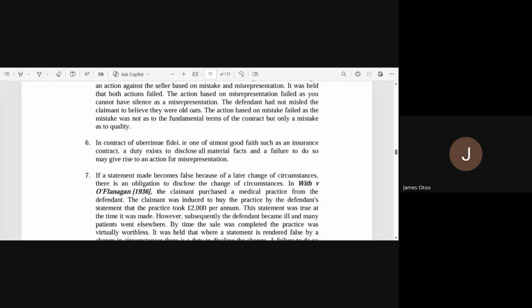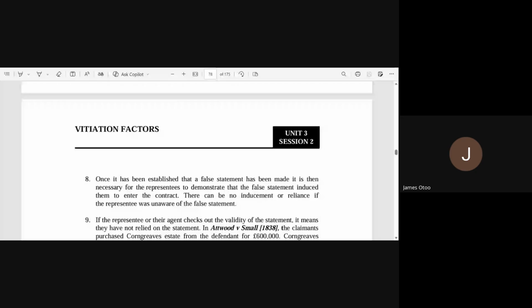So you enter into a contract, and there is a change in law that will make the whole contract impossible. If you are aware of the change and you don't inform me, it is misrepresentation. Look at the case of Wait v. O'Flanagan.